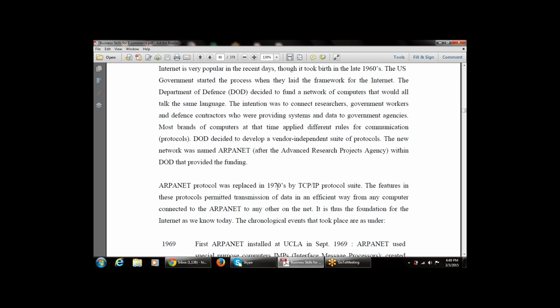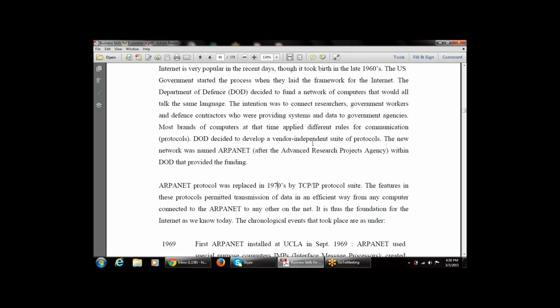I'm repeating again, Transmission Control Protocol slash Internet Protocol. So ARPANET was replaced by the TCP/IP protocol suite in the 1970s. The features in these protocols permitted transmission of data in an efficient way from any computer that is connected to the ARPANET to any other on the net.